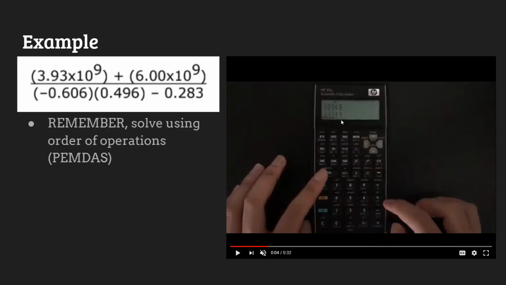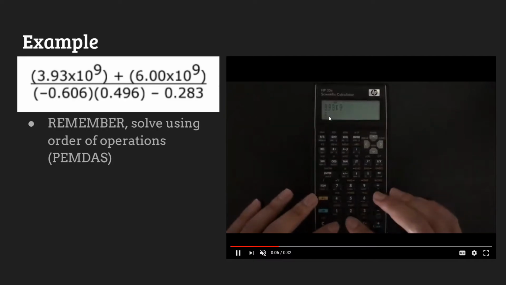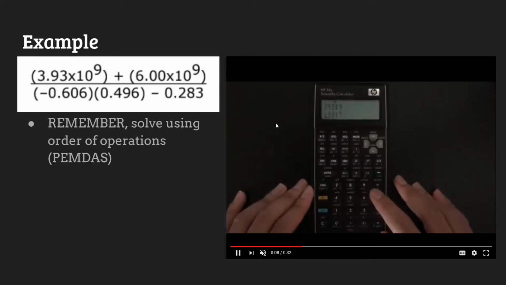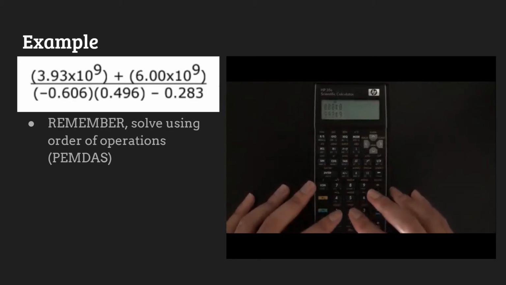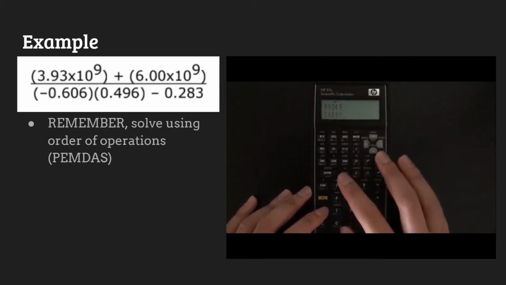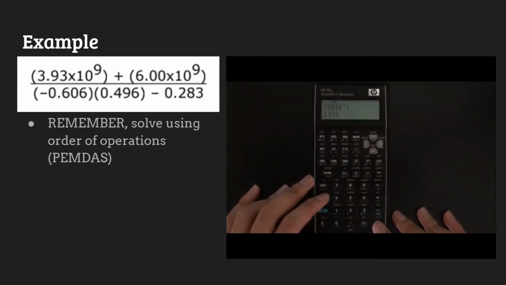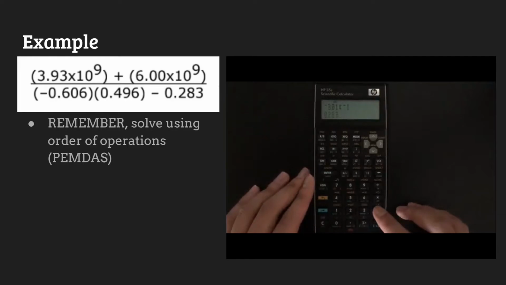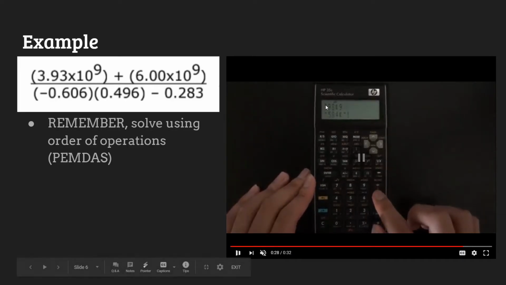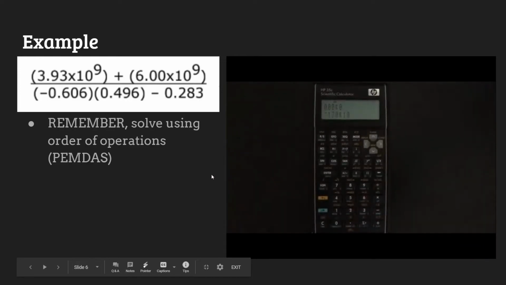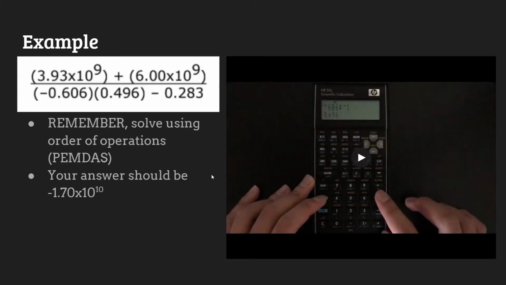And after you press E, you're going to be putting in the exponent, so in this case, it would be 9. This also is going to be applied to 6.00 times 10 to the 9th. Then I add. Now I start working in the denominator. I do negative 0.606, then I put 0.496, and then I multiply, remember PEMDAS, and then I subtract 0.283. Now I can divide, since the numerator is on the top, the denominator is on the bottom. Your answer should be negative 1.70 times 10 to the 10th.